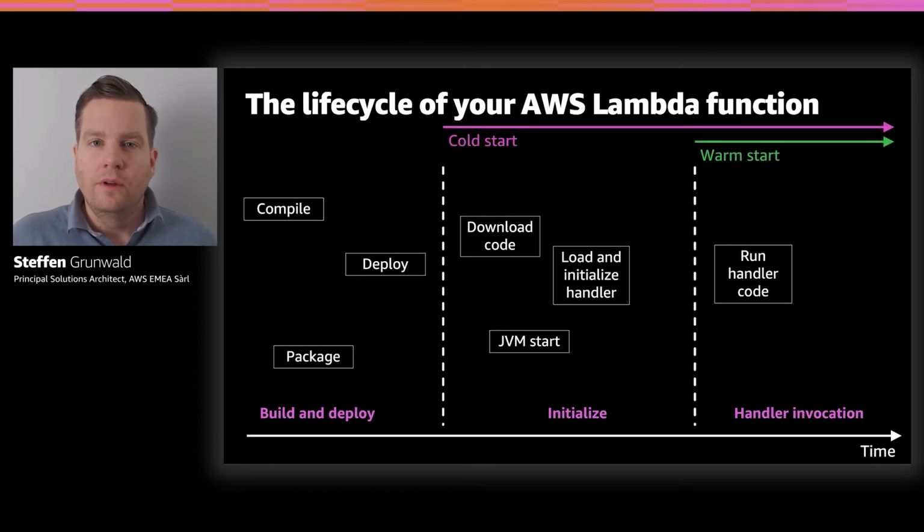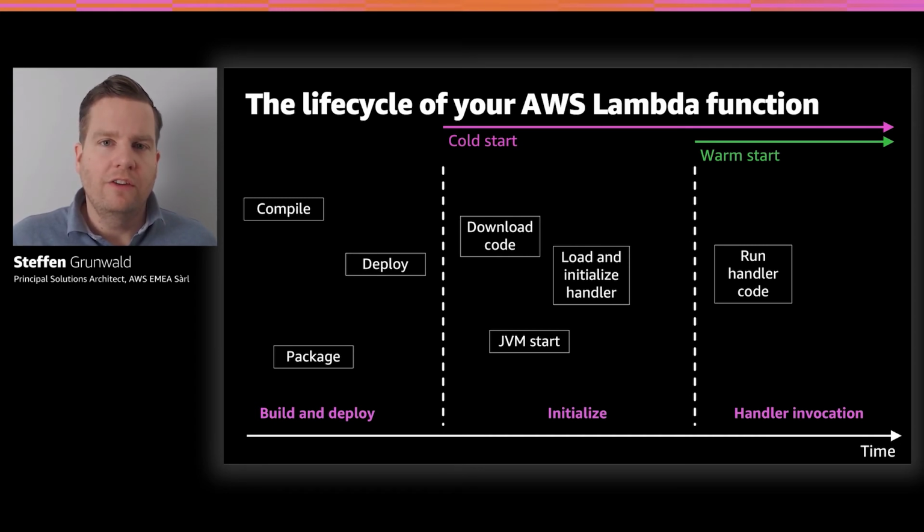And there are 2 types of starts for this execution at runtime. You typically see the initialization part when your function has just been created, or it has been updated, or Lambda is scaling out execution contexts in anticipation of more incoming events. And this is called a cold start.